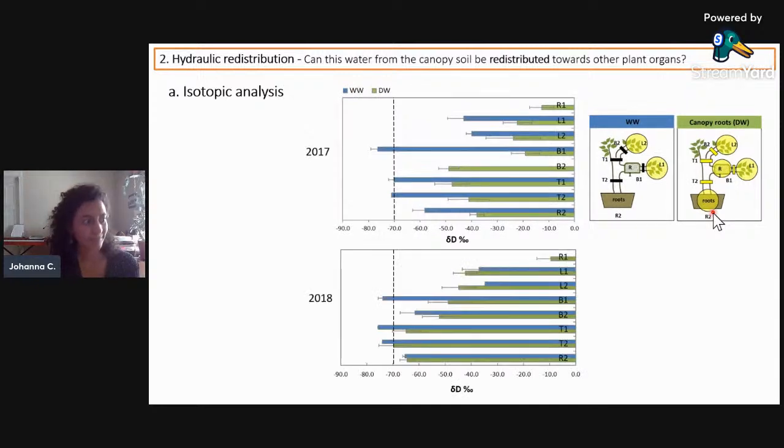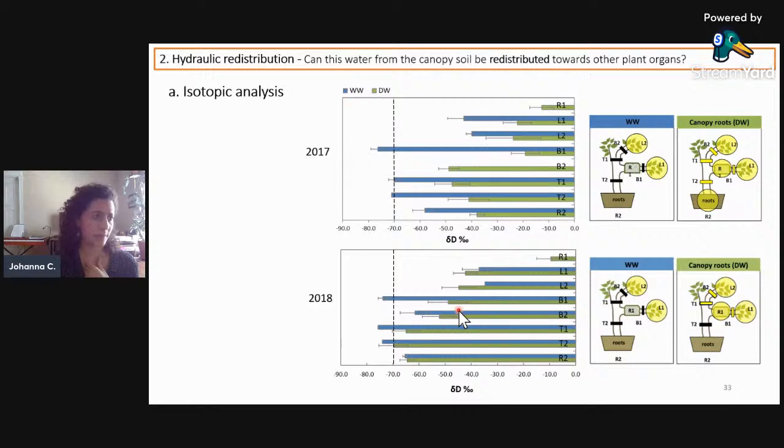In 2018, as you can see here on the bottom, the differences were not as significant as in 2017, but still we were able to see this enrichment in most of the samples, mostly at the canopy level. So here is a summary of these results. Again, we were able to see enrichment in the leaves for the control plants, and for the roots a little bit less than in 2017. But for the canopy roots, we were only able to see enrichment at the canopy level, so just in one direction upstream, but downstream, we were not able to see any enrichment.